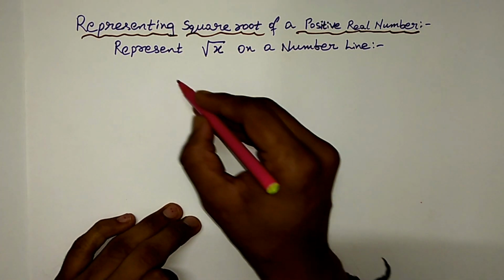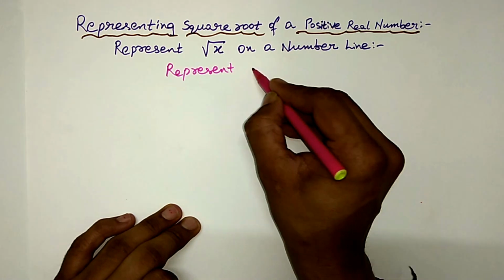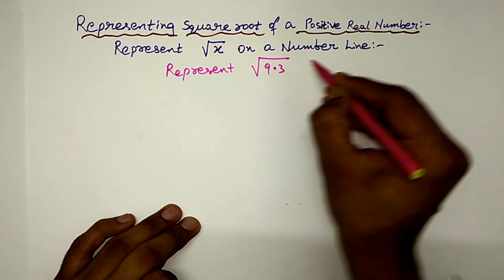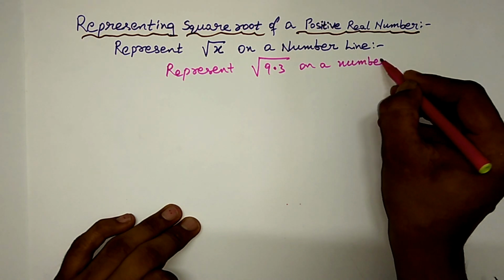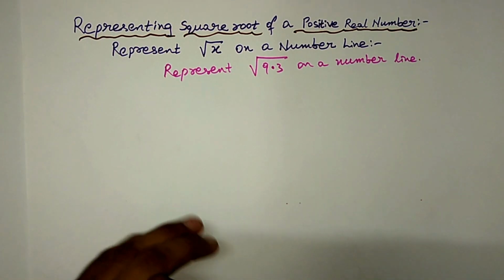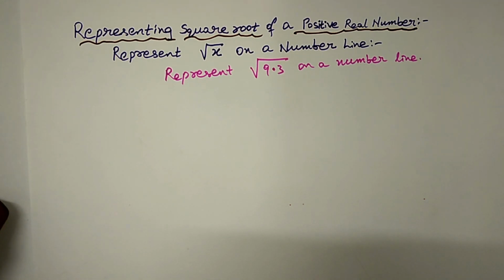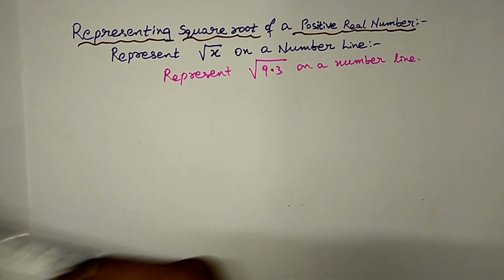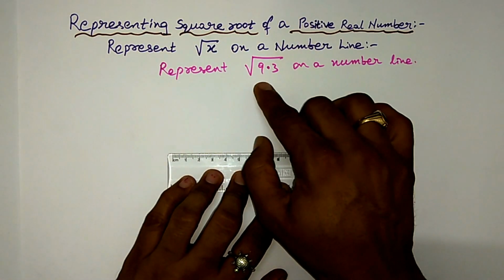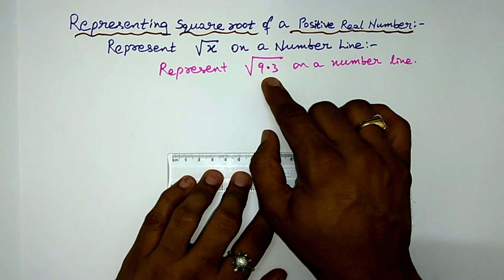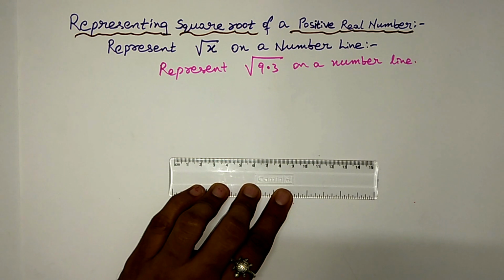Suppose you want to represent root 9.3 on a number line. We will be constructing a line segment of length 9.3. Whatever positive real number is given, that much length of a line segment is to be taken.